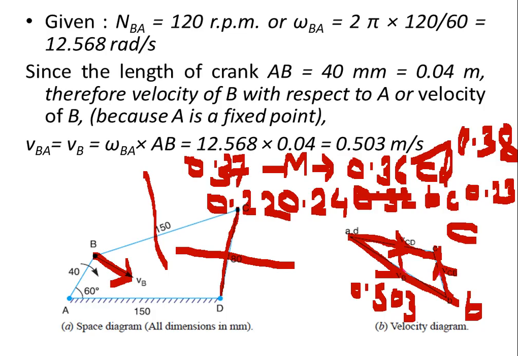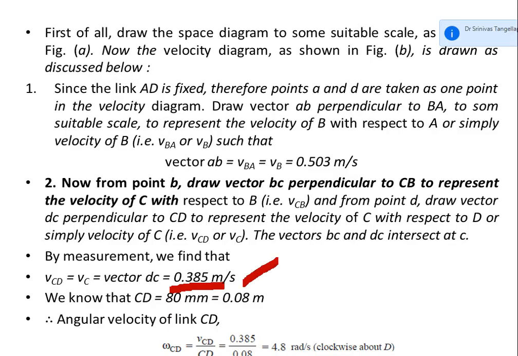So you got the nearer value. Many of you told me the answer 0.37, 0.36, 0.38. So the answer is 0.385. Okay, so you got VCD as 0.385.